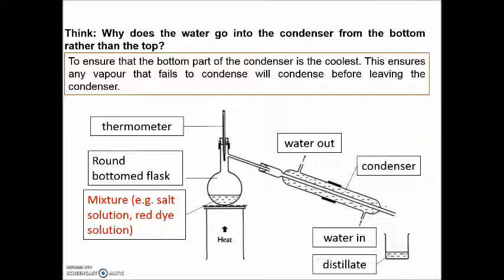Now, if you realize, if water goes in from the bottom, this part will be the coolest part of the condenser. And this part will be slightly warmer because all the vapor was passed through the condenser and heated up. But this part will be the coolest where most of the vapor will have condensed already and is moving on to the beaker. So if the water goes in at the bottom, it ensures that this part is the coolest and ensures that any vapor that doesn't condense will definitely condense before leaving the condenser. So this is to ensure that all of the vapor condenses.